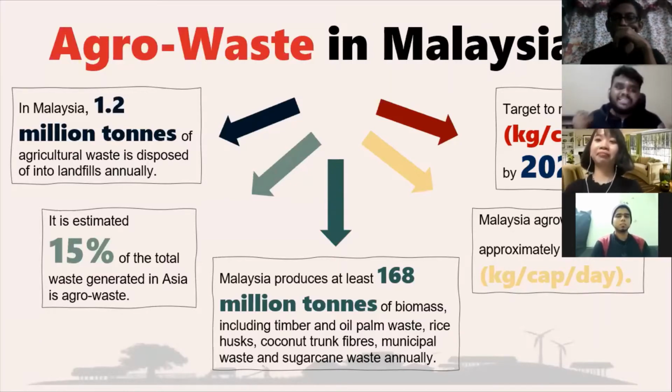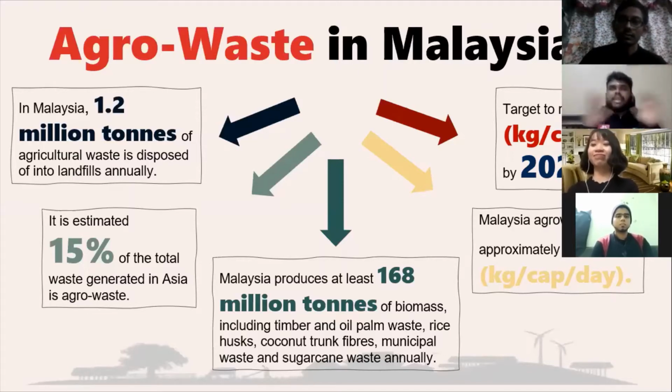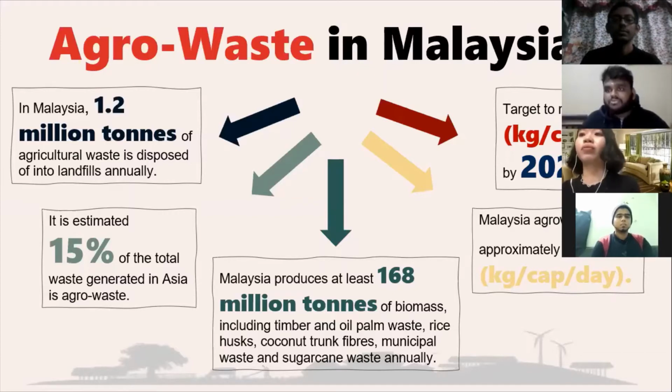Okay, so that's the literature review that we got this from. Next, it is estimated that 50% of the total waste generated in Asia is agro waste. We have many types of waste in our world actually. So if agro waste alone is contributing 15%, it's a very huge contribution to waste basically. So we have to consider it. Next, Malaysia produces at least 168 million tons of biomass, including timber, oil palm waste, rice husk, coconut trunk fibers, municipal waste, and sugarcane waste annually. As I said before, these are the types of agro waste basically.